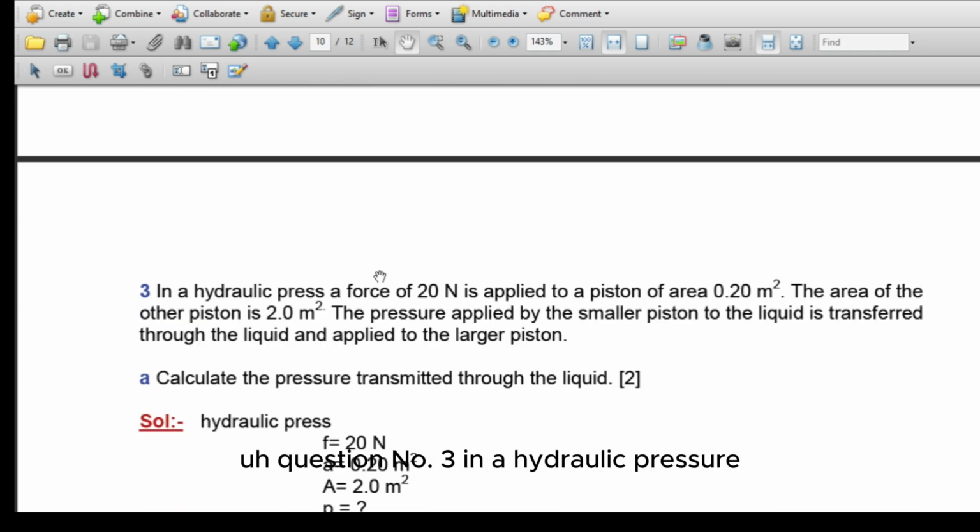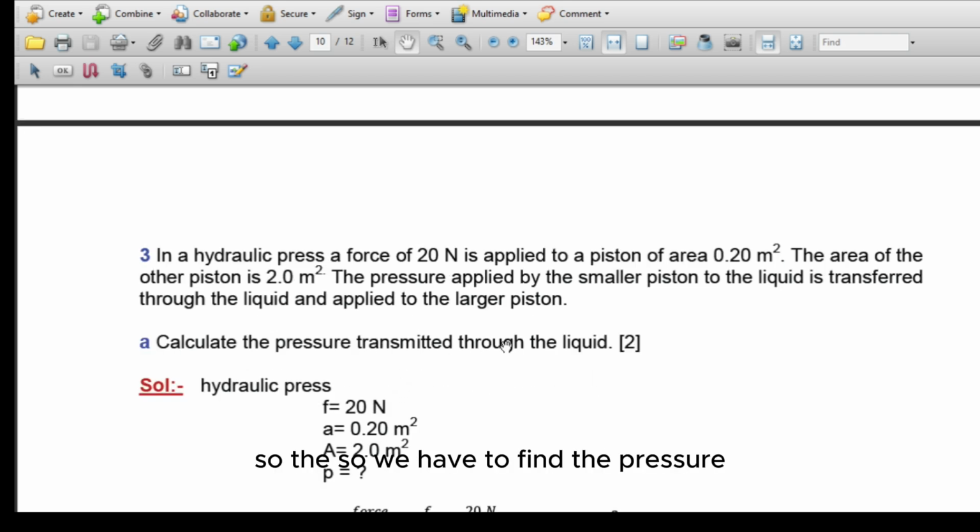Question number 3, in a hydraulic press, a force of 20 Newton is applied to a piston of area 0.20 meter square. The area of the other piston is 2 meter square. The pressure applied by the smaller piston to the liquid is transferred through the liquid and applied to the larger piston. So we have to calculate the pressure transmitted through the liquid. So we have to find the pressure.